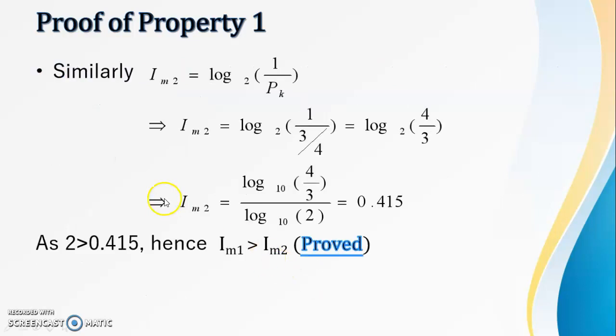Similarly, we can calculate IM2 by using the formula. See the formula? It is the process of calculation of any information contained in a message. So, IM2 is equal to 0.415. Now, we can see 2 is greater than 0.415. Hence, information contained in message 1 is always greater than information contained in message 2.